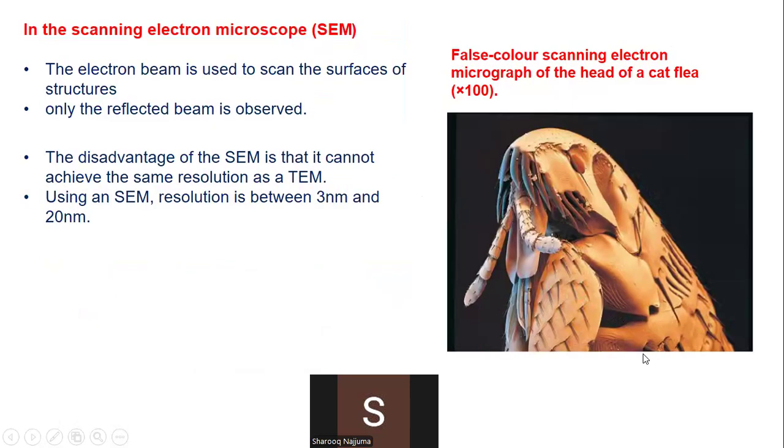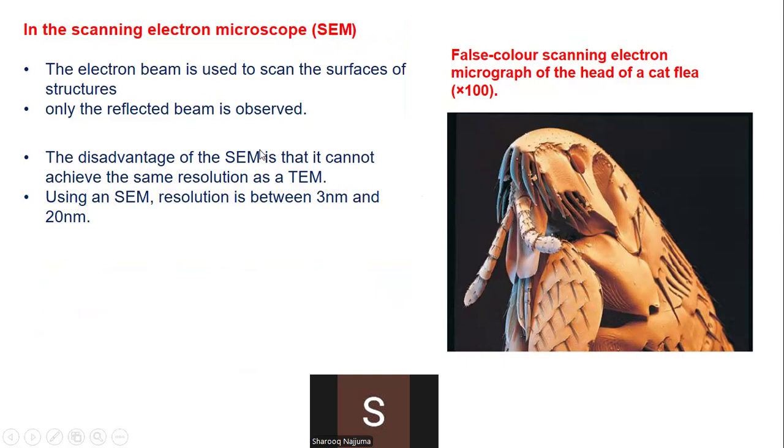Then how about the other type? The other type is the scanning electron microscope. It just scans the surface, only the surface. So it only shows you surface features. Someone could be interested in seeing the details on the surface of an organism. Like in this case, this is a cat flea head. Now you can see the details of the surface of this head.